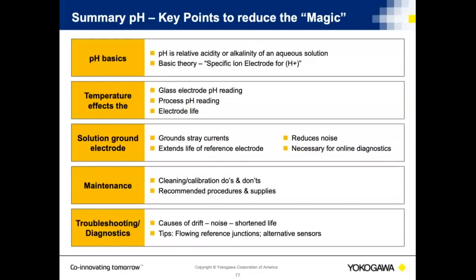Basic theory: the output of the electrode is 59 millivolts per pH unit at 25 degrees C, leading to the next topic, temperature effects. What affects the measurement? The output of the glass electrode is affected by the temperature. The process pH reading does affect the measurement.